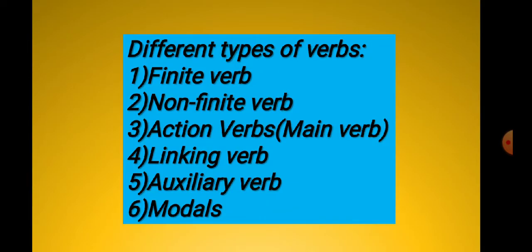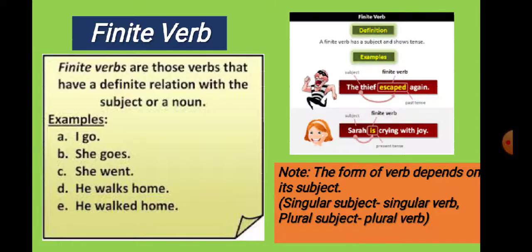Now we see different types of verbs: finite verb, non-finite verb, action verbs, linking verb, auxiliary verb, and modals. Finite verbs are those verbs that have a definite relation with a subject or a noun. You see the examples: I go, she goes, she went, he walks home, he walked home. The form of finite verb depends on each subject. If the subject is singular, then the verb will be singular. If the subject is plural, then the verb will be plural.